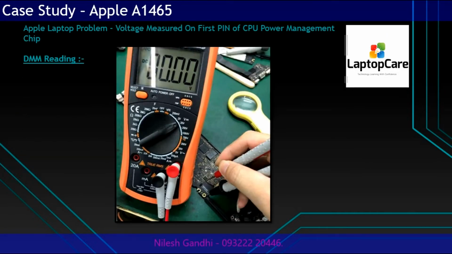So we decided to measure the voltages across all available coils on the board, and it was observed that one coil was not having any voltage. The coil belongs to the CPU core voltage, so it's a CPU supply coil, and as shown on the DMM it was 0.00 volt. So we decided to check the CPU power management IC on the schematic and board view for its location.